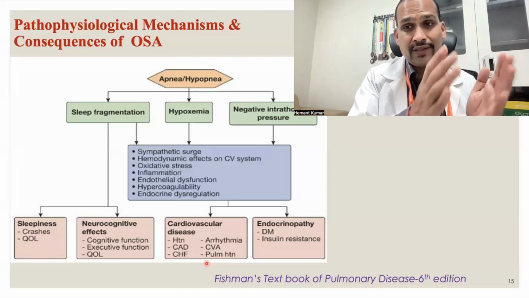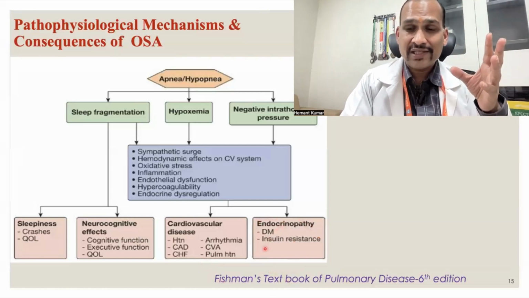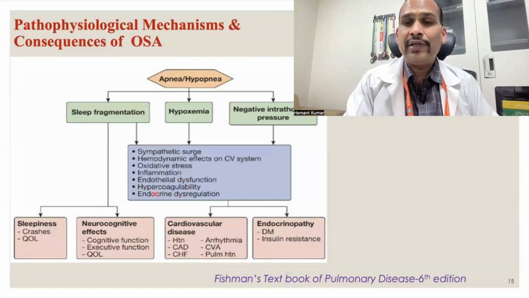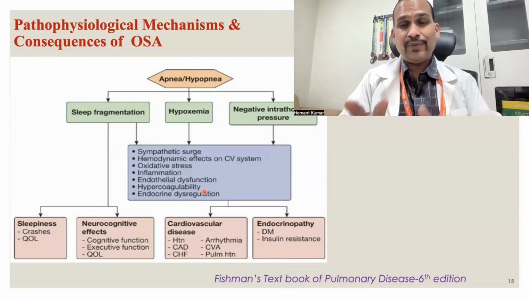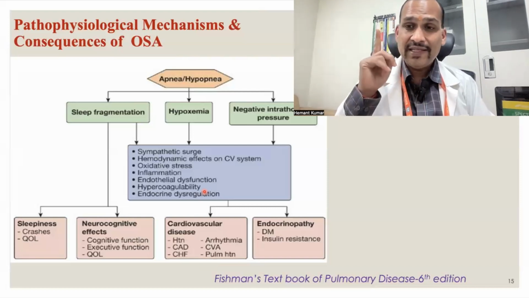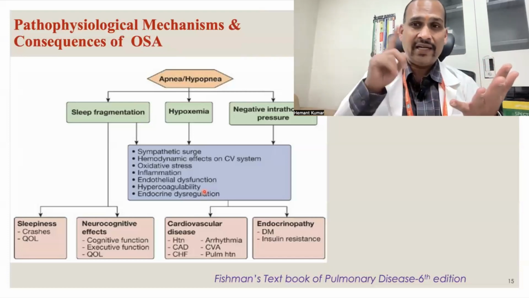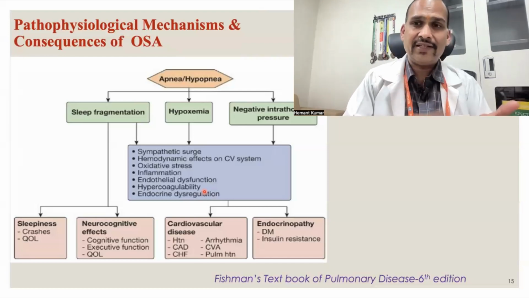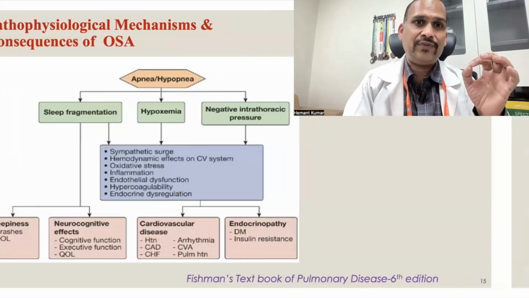So how severe is this problem, OSA? The patient may have diabetes, insulin resistance, weakness of bone called osteoporosis, hypercoagulability, hypothyroidism. All these problems are there because of obstructive sleep apnea. So we should not ignore it. This is a very severe disease. It gives many complications: uncontrolled diabetes, uncontrolled hypertension, heart attack, coronary artery disease, heart failure, less quality of life. Many problems are there because of OSA. So we should not ignore this.